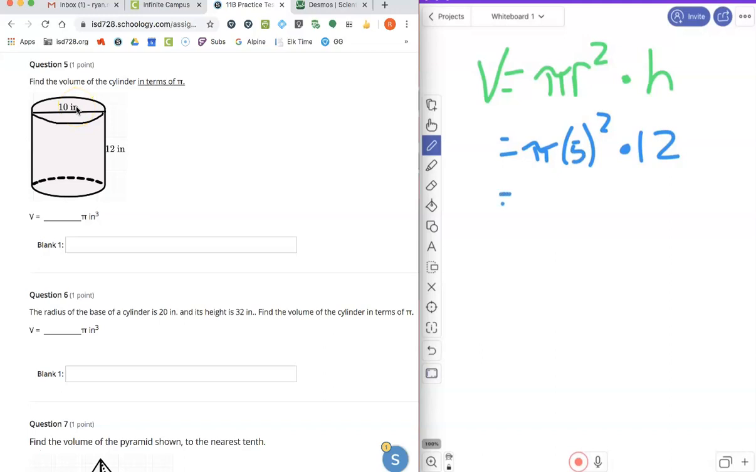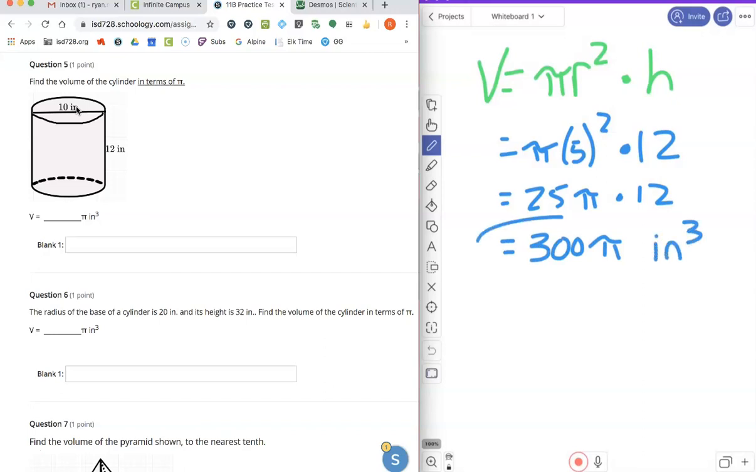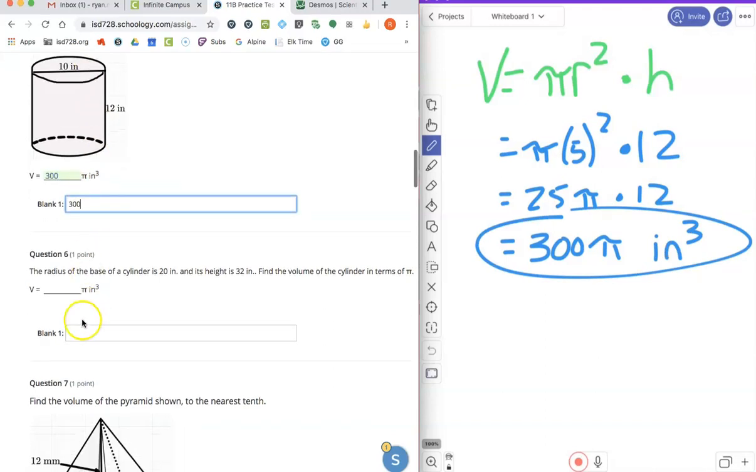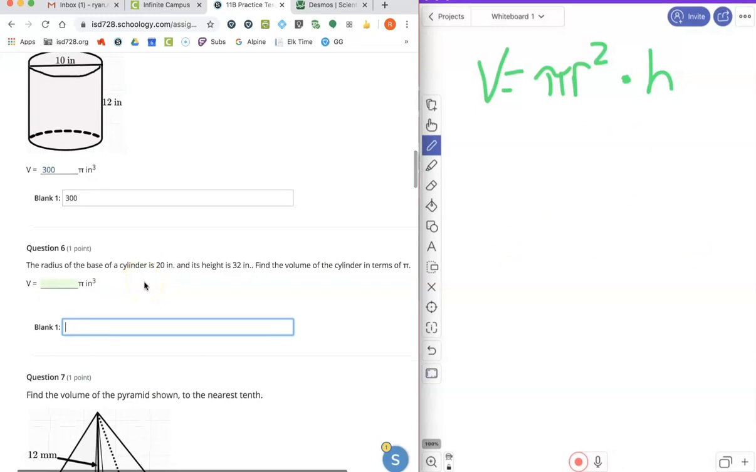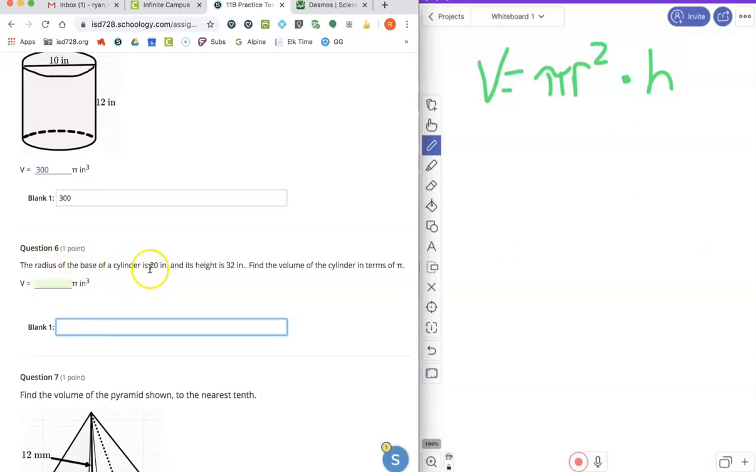All right, so what we have here is 25 pi, 5 squared, times 12, which should be 300. So we have 300 pi. They said leave it in terms of pi, so we don't need to punch that into the calculator. We are done. Next one doesn't give you a picture, but that shouldn't cause you too much grief. They just want you to plug everything in from what they tell you. So we know that the radius is 20, so I'm going to put that in right away.